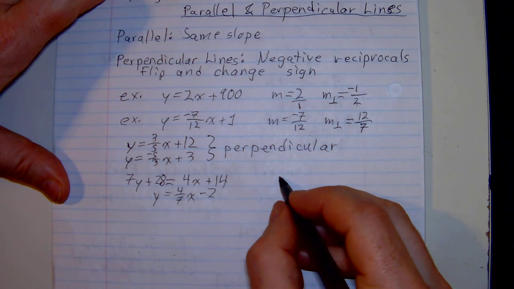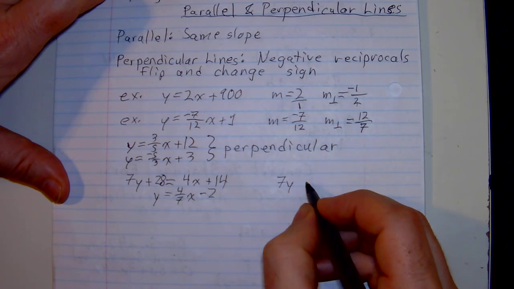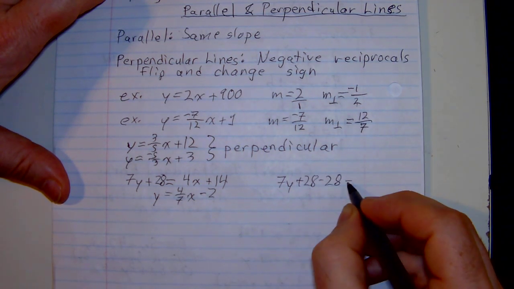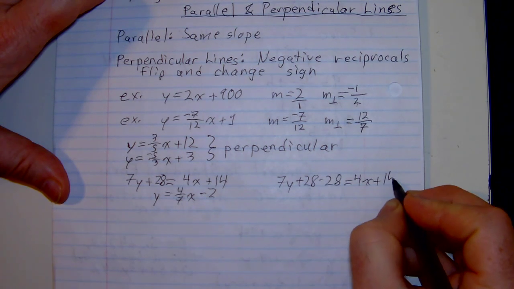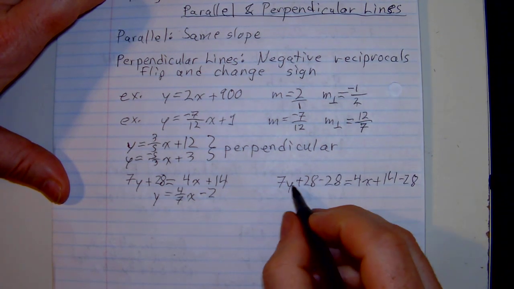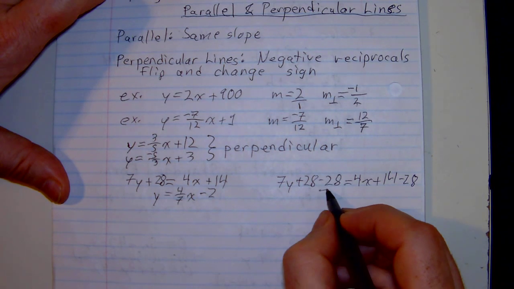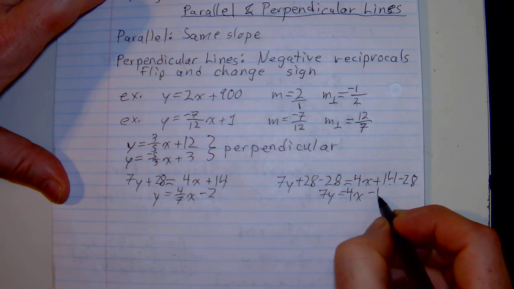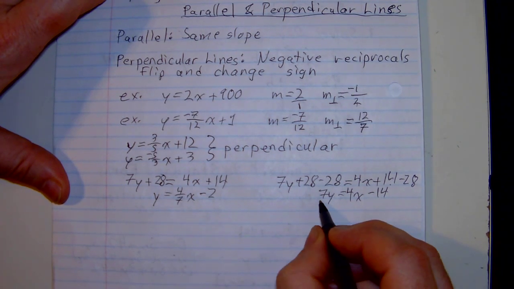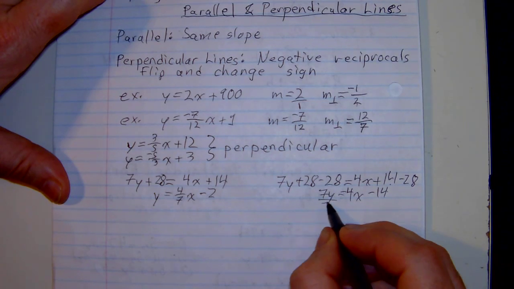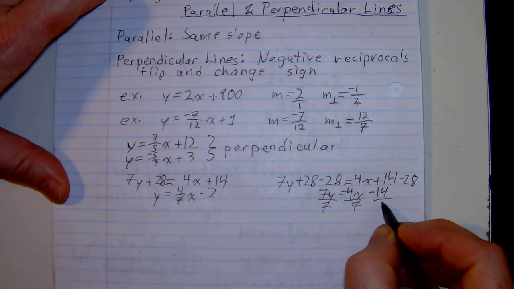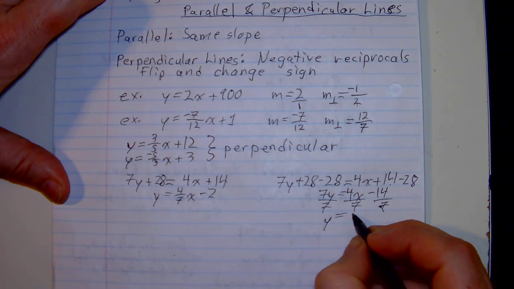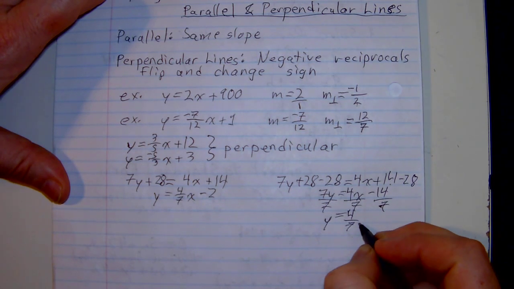Well, the first thing we need to do is get this one transformed to slope-intercept form. So I'm going to subtract 28 on both sides. And 28 minus 28 is 0, so 7y is all that's left. 4x, 14 minus 28 is negative 14. And since I want y equals, not 7y equals, I'm going to divide by 7 to make the 7 go away. Everything on both sides. 7 divided by 7 is 1. 1 times y is y. Here, 4 divided by 7, we're just going to leave it as a fraction.